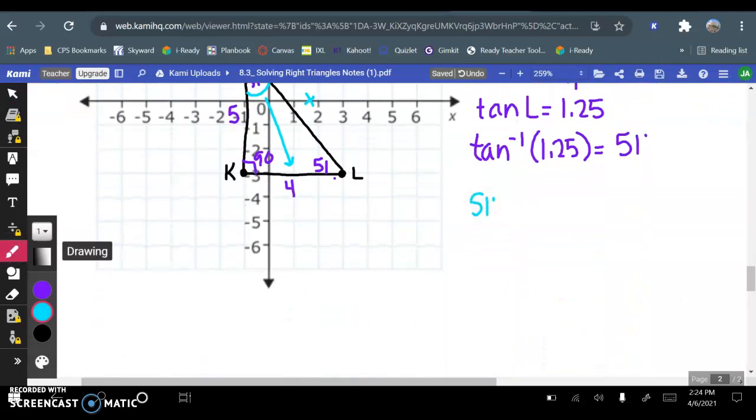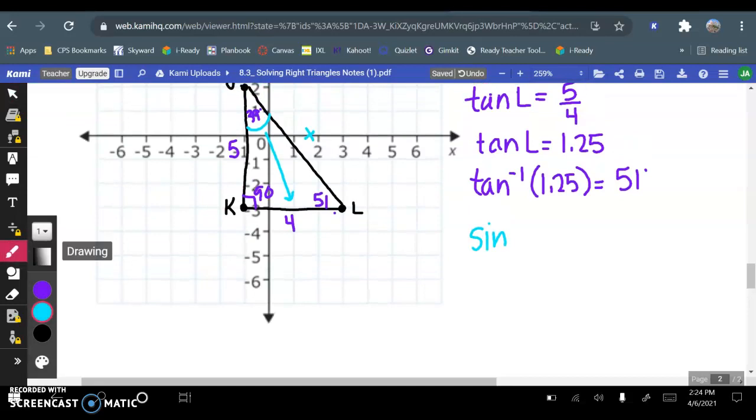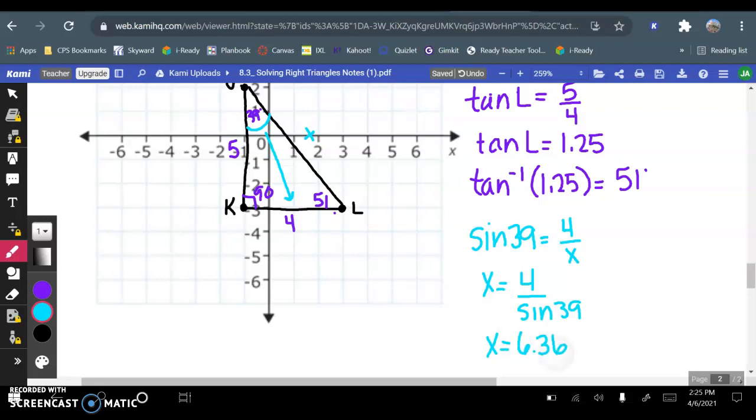So the sine of 39 is opposite over hypotenuse. So 4 over x, and then this is where the x is at the bottom, so we're going to flip those two. So we're going to have x equals 4 over the sine of 39, and the 4 over sine of 39 is 6.36. So this side length, because they wanted us to round side lengths to the nearest hundredth, is 6.36.